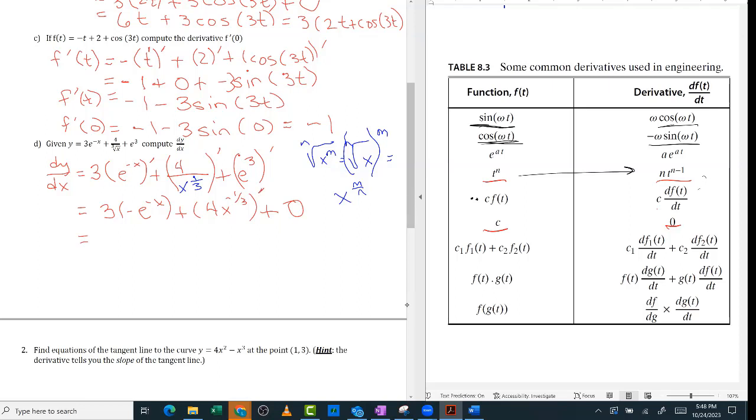This one's still prime because I didn't take the derivative yet. This becomes minus 3e to the minus x plus 4 times, we're going to use our power rule, which is minus 1/3 x to the minus 1/3 minus 1, which equals minus 3e to the minus x. I'm going to take that negative out, minus 4/3 x to the minus 4/3 power.